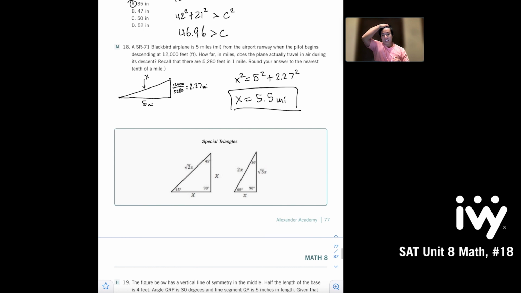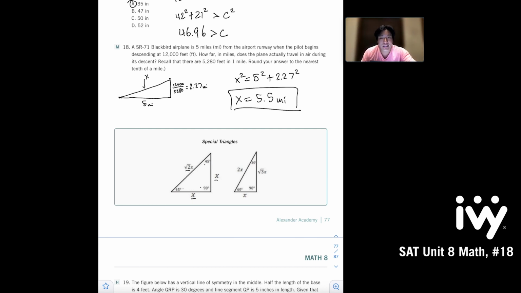Okay, looking at special triangles, we see that these are two of our key triangles that we should keep in mind when solving problems. Right here we have the 45, 45, 90 triangle, where it's isosceles, of course, so both legs are of length x, and the hypotenuse is of length square root 2 times x.